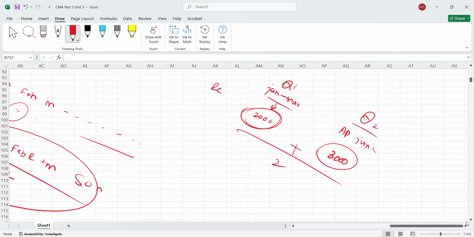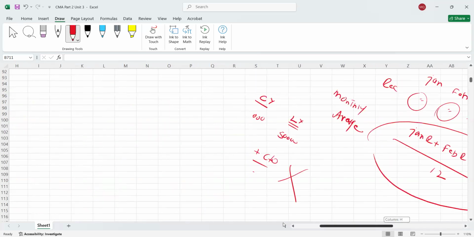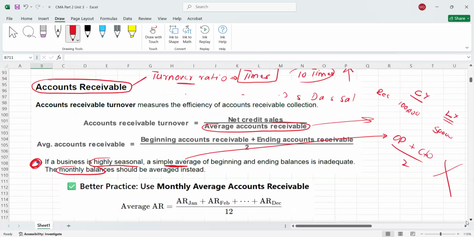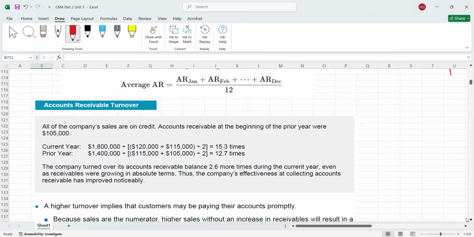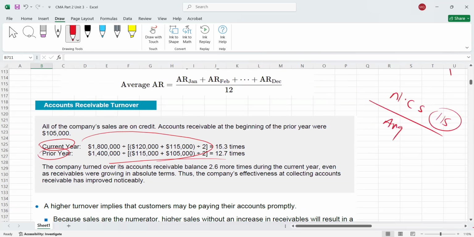This is how you can get the average. Okay, this is all about the turnover ratio. Now we just need to talk about some formula. I have explained the data he has used from the balance sheet, current year and prior year. This is the same formula: you take net credit sales from the income statement divided by average receivables. Average receivables you calculate as opening plus closing divided by 2. This is what they have used here.